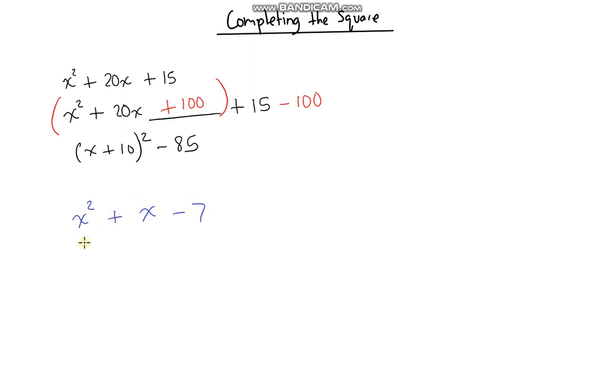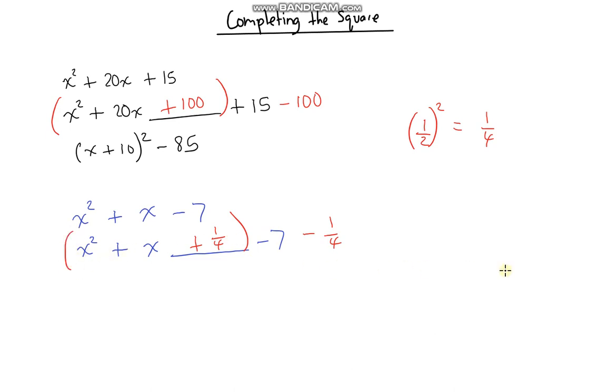Okay, let's go through this together. So first of all, if we just rewrite it, x squared plus x, and then let's leave a space and write minus 7. Now, the coefficient in front of x here is just 1. We just don't write it. So half of 1 is a half, and then when we square it, we get 1/4. So 1/2 squared is 1/4. So in order to complete the square here, we need to add on 1/4. So if we add on 1/4, obviously I need to subtract 1/4 as well, because I don't want to change the value. And now we've got a perfect square we can factorise.